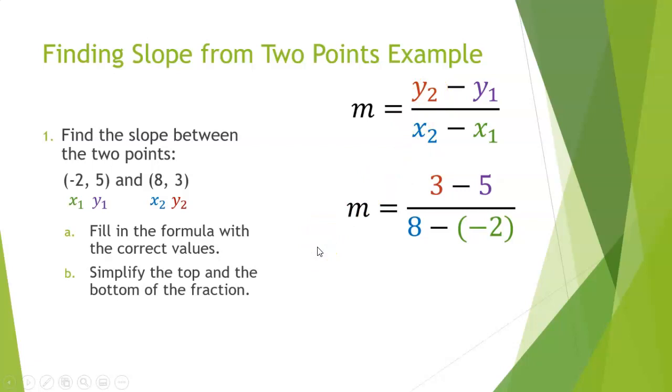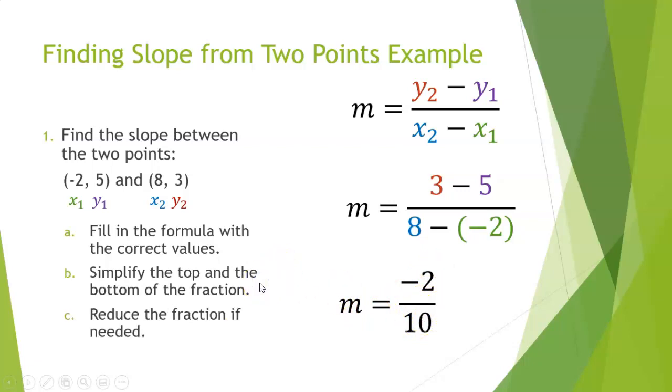Then we simplify the top and the bottom. You can type that into your calculator, or if you just know the values, I would suggest using your calculator just to make sure you don't make any small mistakes. So 3 minus 5 gives me -2. 8 minus -2 gives me a positive 10. Therefore, my slope is -2 over 10. But you do always reduce your fraction if it's necessary. In this case, it is. -2 over 10 does reduce to -1 over 5. So my final answer is the slope is -1/5.